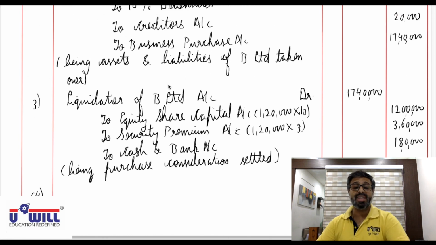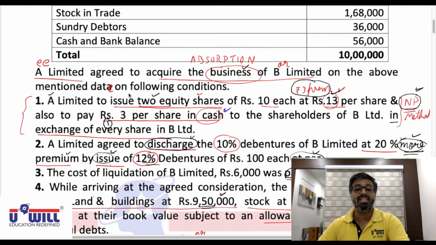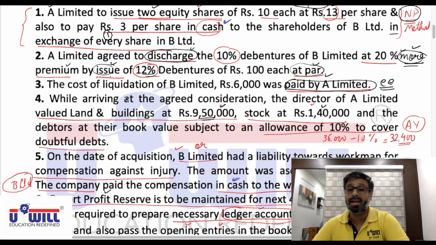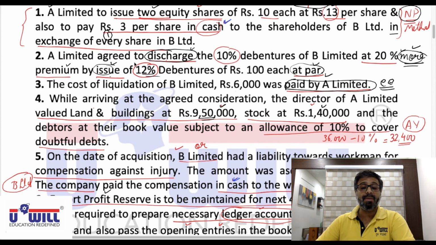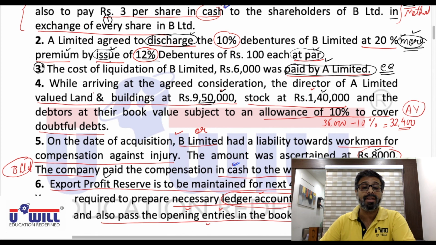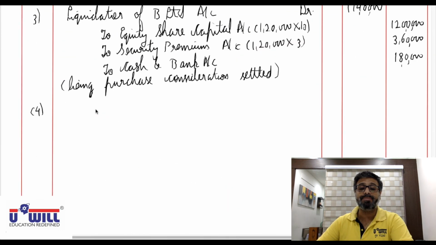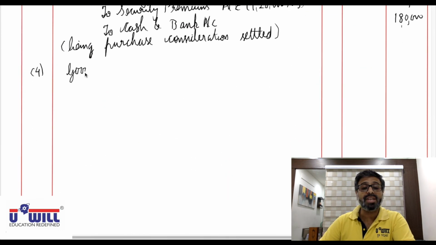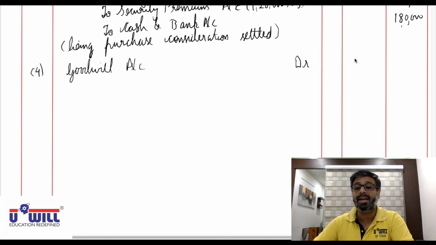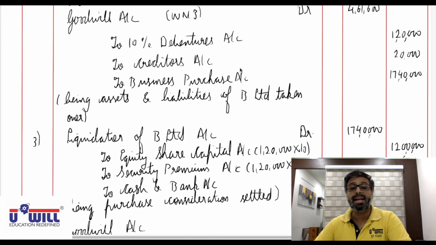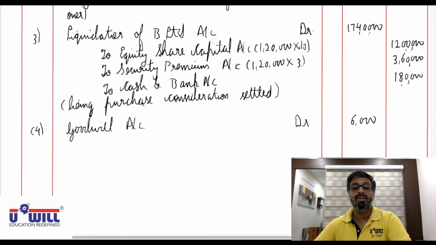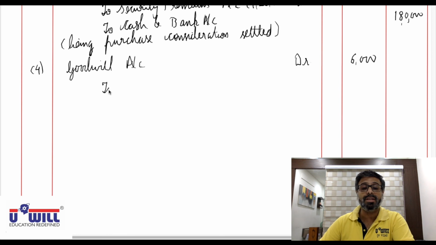Now, issue of shares in the public, do we have? We don't have. Any adjustment where it is mentioned that shares are issued in the public? No. After that, liquidation expenses, that we have in adjustment 3. Cost of liquidation of B Limited, 6,000, was paid by A Limited. So what did we discuss? In the purchase method of accounting, goodwill or capital reserve account is debited depending on the second entry. Since in the second entry we have goodwill and not capital reserve, goodwill account debit with 6,000 to cash and bank account 6,000.